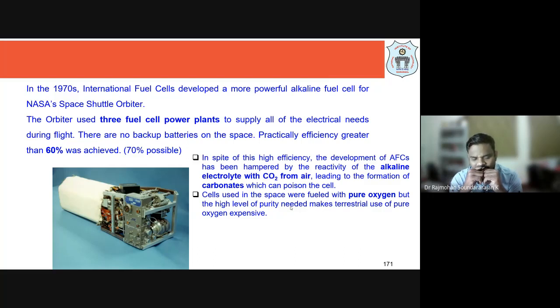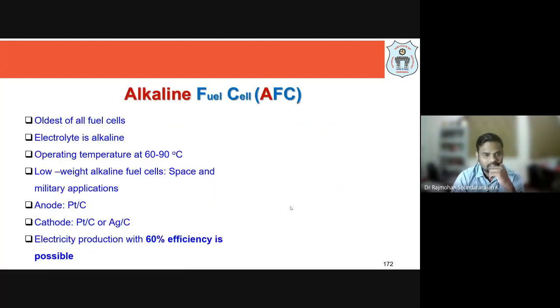Another concern is CO formation also. That was a problem. These cells were used in space, where they were filled with pure oxygen. That's why they did not use air as the oxidant. Pure oxygen is used, but the high level of purity needed makes terrestrial use expensive, because at the terrestrial level, getting pure oxygen involves a lot of cost.